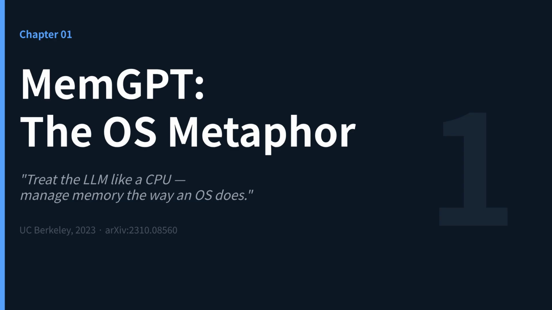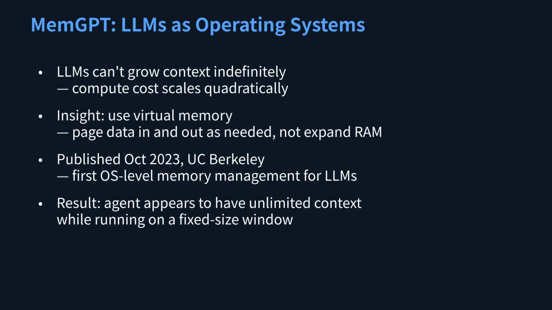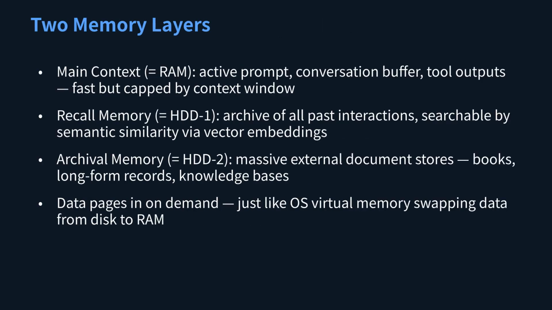In October 2023, researchers at UC Berkeley published a paper called MemGPT, Memory GPT. The core insight was radical. Stop trying to give LLMs a bigger context window. Instead, treat the LLM like a CPU and manage memory the way an operating system does. It was the first serious attempt to bring operating-system-level memory architecture to language models.